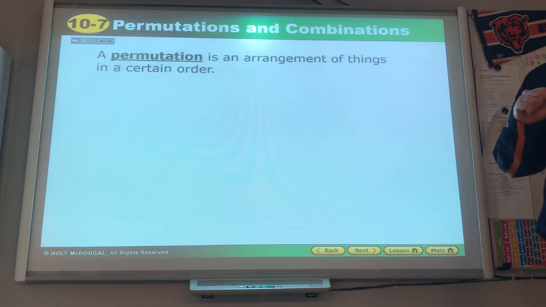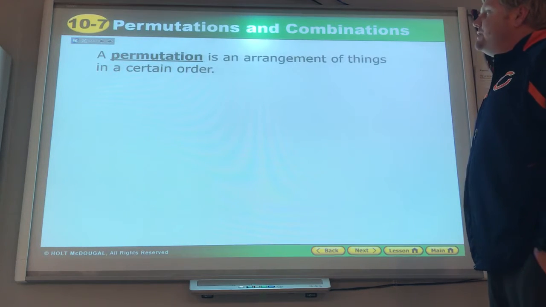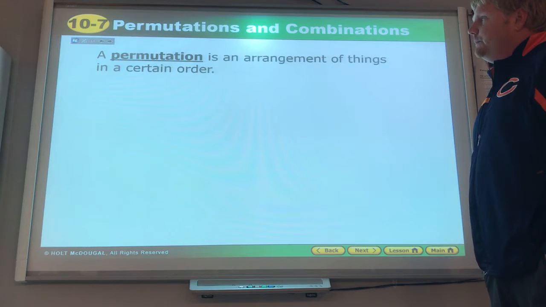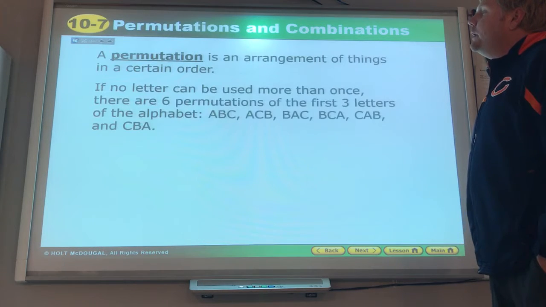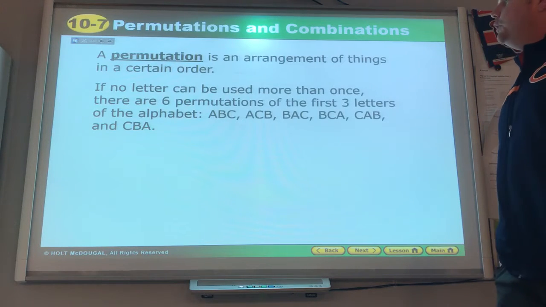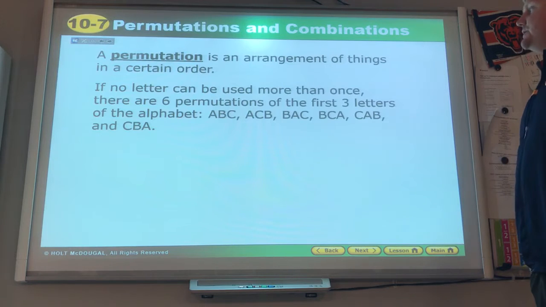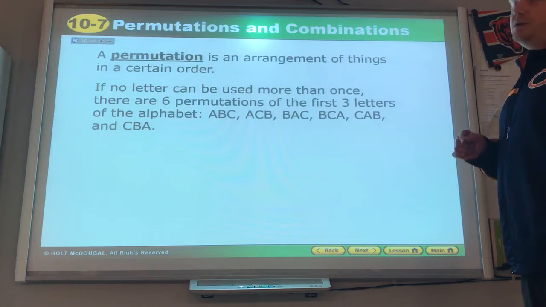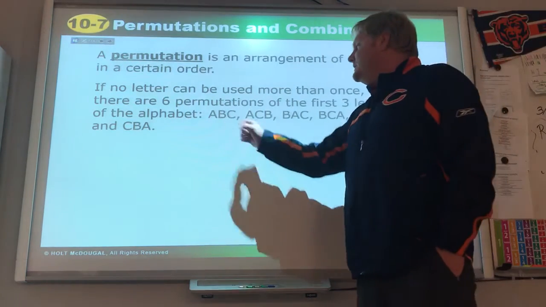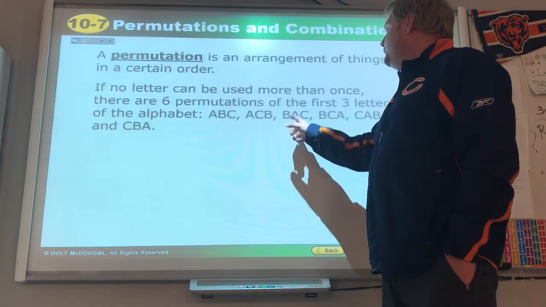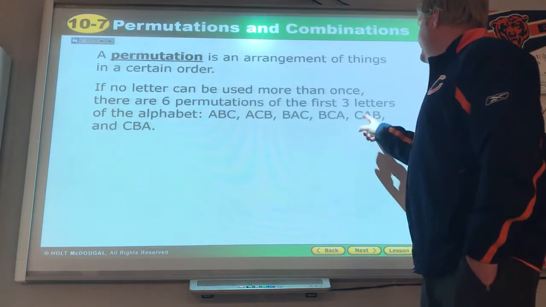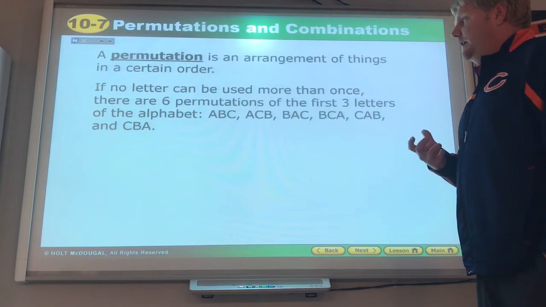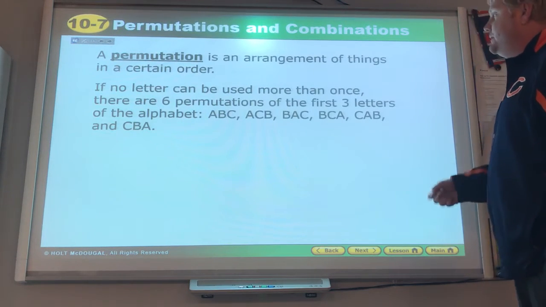Now we're going to work on permutations. A permutation is an arrangement of the things in a certain order. If no letter can be used more than once, there are 6 permutations of the first 3 letters of the alphabet. So no letter can be used more than once. We could write it ABC, ACB, BAC, BCA, CAB, and CBA. Those are the 6 different ways, the 6 different arrangements. All right?